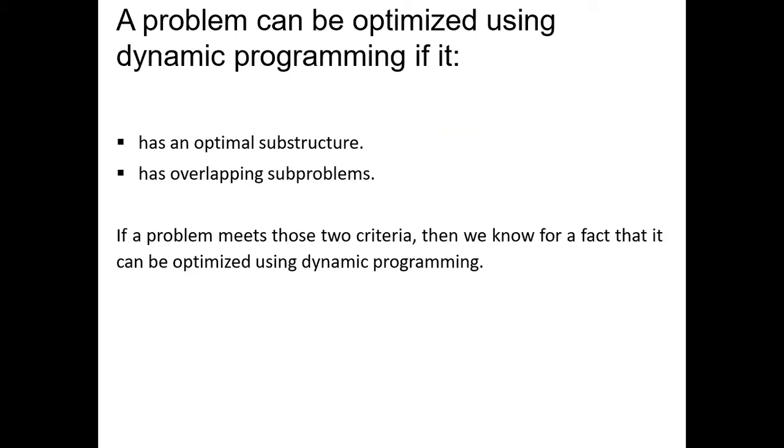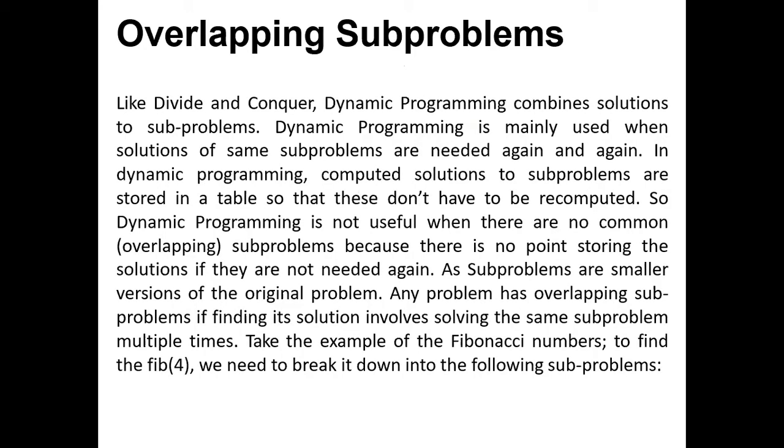So a problem can be optimized if it satisfies the following two properties. First, it should have an optimal substructure. Then it should have overlapping subproblems. Now let's see what optimal substructure and overlapping subproblems are. Like divide and conquer, dynamic programming combines the solutions to the subproblems, as we have seen in the case of merge sort, binary search, quick sort, etc.